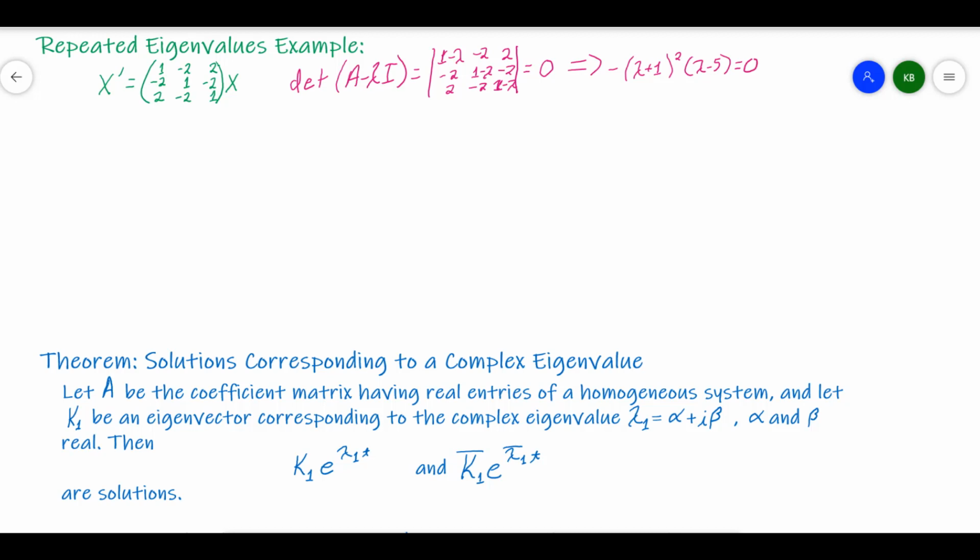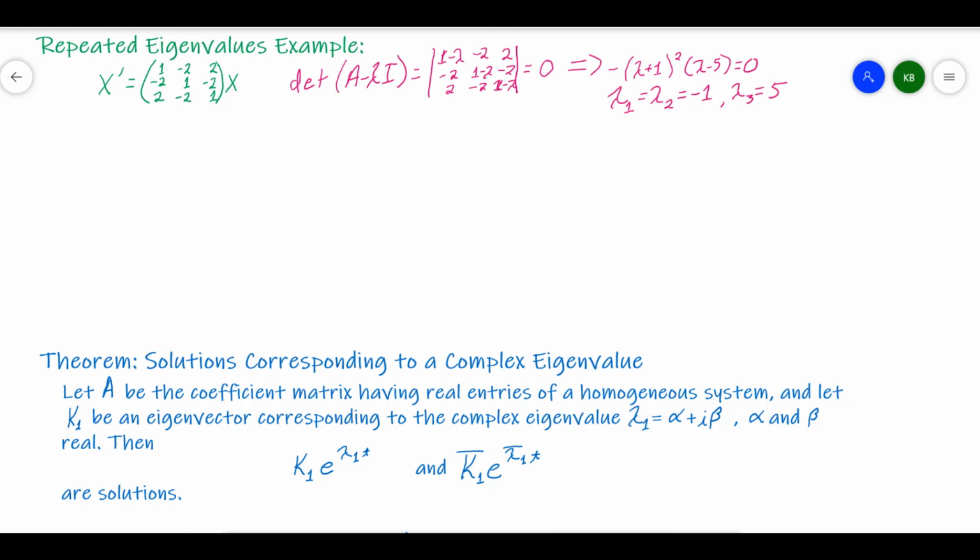So what this is going to do is it's going to tell us, well, lambda 1 is going to equal lambda 2, and they're both going to be negative 1. And lambda 3 is sitting out here on its own. It's going to equal 5. So lambda 3 is probably obviously kind of the least of our worries because it's different than the other two, but the two that are the same, we need to figure out what to do with them.